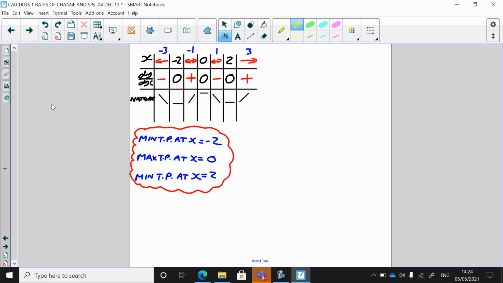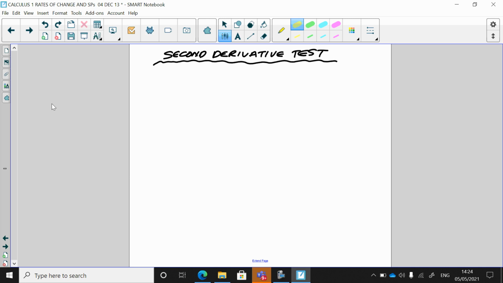So that's one way where we used a nature table, but some people find that quite laborious, but it always works. Some other people use a thing called the second derivative test. Well, you know how to find the first derivative, and actually, you know how to find the second derivative, because you know how to differentiate. So, when you've found your second derivative, I'm using y double dash, that means my second derivative.